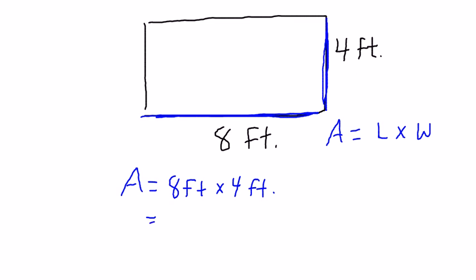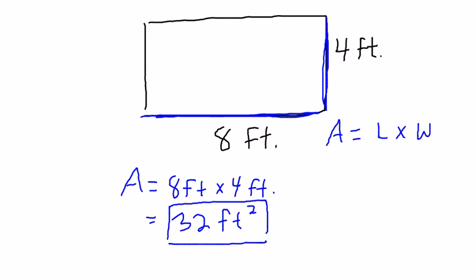Okay, 8 times 4 is 32. And when we multiply feet times feet, we get feet squared. So the area of this rectangle would be 32 feet squared, or 32 square feet. Okay, feet squared and square feet mean the exact same thing. So what exactly is a square foot? Why do we have to put that after our number?